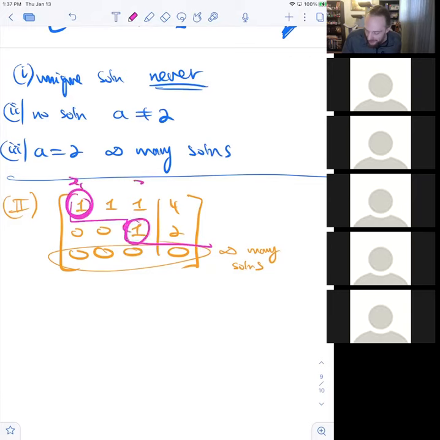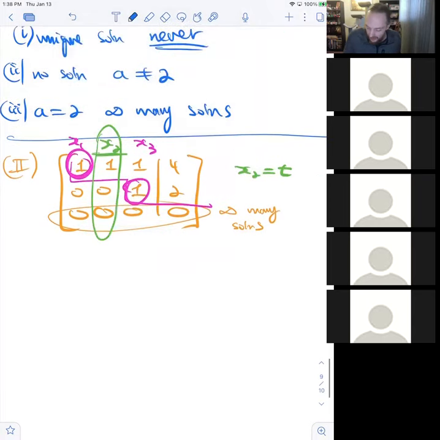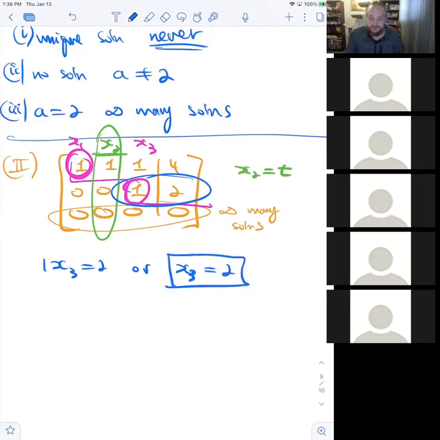So x1 and x3 we can solve for, but x2 has no leading entry in the column. This will be the free variable. So x2 is going to be free. So how do I start solving for this? Well, this row tells me that 1 times x3 equals 2, or x3 is just equal to 2. So I've already got him.